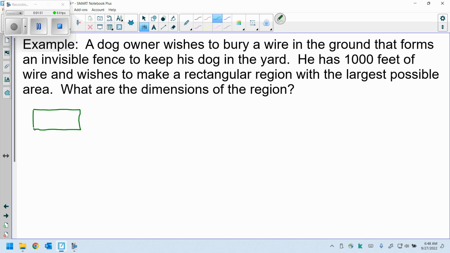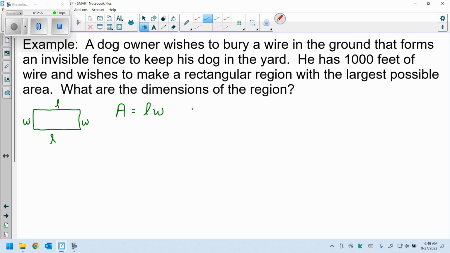The area has a length times a width. And it's got another length and it's got another width. And let's see, we want the largest possible area. So the area of this rectangle is length times width. Now we want to reduce the number of variables. So what do we know? Well, we know there's been a relationship given to us in this problem.